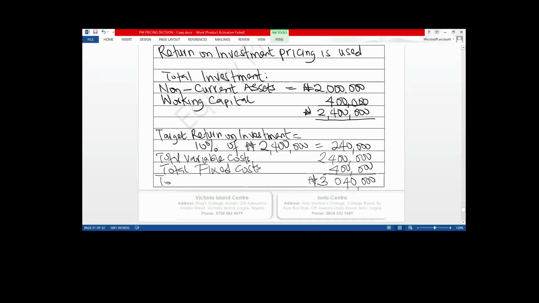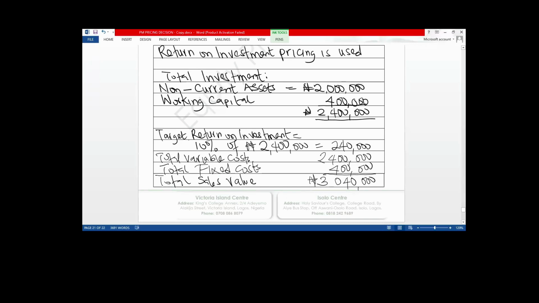You observe that we have introduced the expected return on investment. We must be able to meet the return on investment. Whatever price we are going to charge, we must be able to meet the expectation of the investor. This becomes your total sales value.